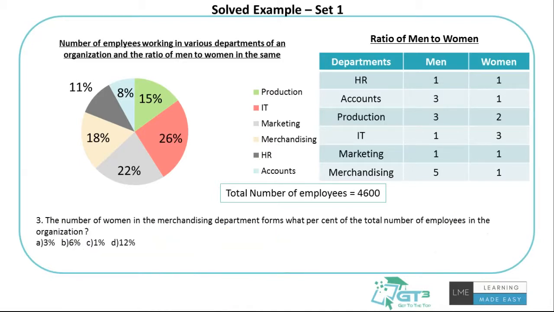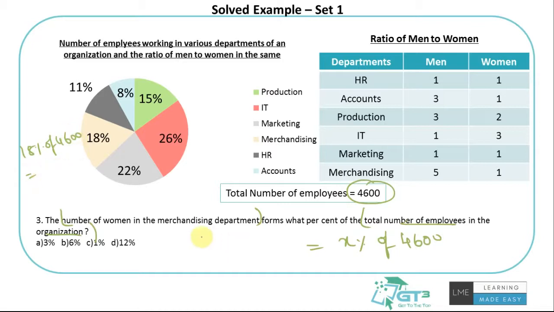The number of women in the merchandising department forms what percentage of the total number of employees in the organization? What is the total number of employees? The total number of employees in the organization is 4600. I need to find the number of women in the merchandising department. For that, I need to understand in the merchandising department what is this 18%. 18% of 4600 is the total people, right?